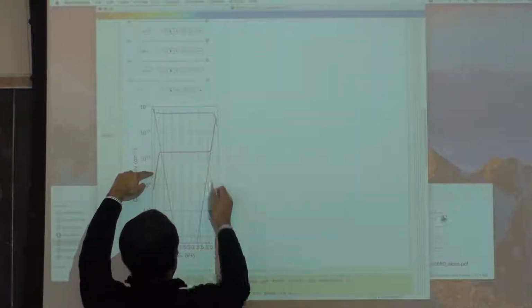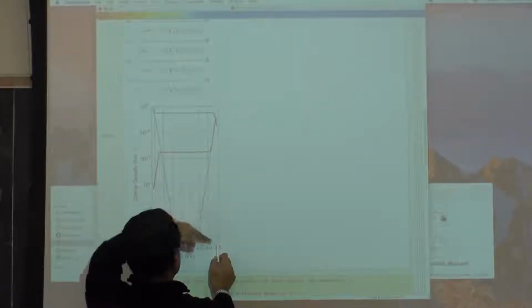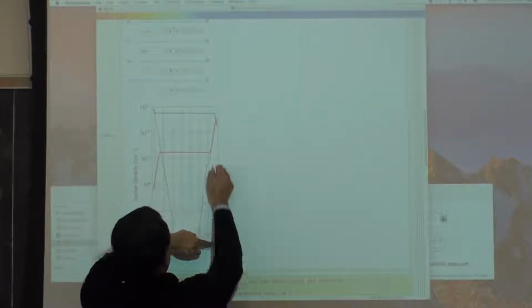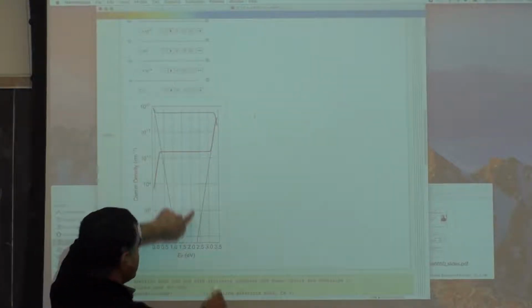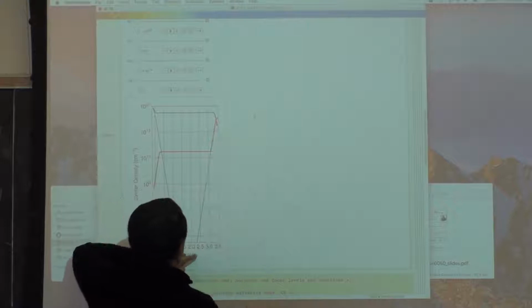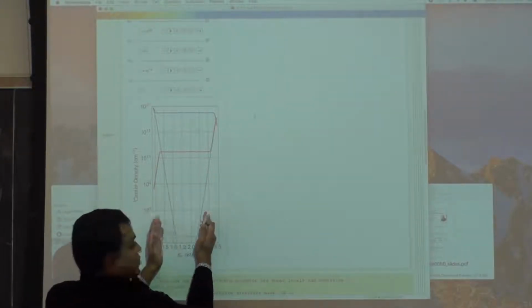About this much if the Fermi level was here. If the Fermi level was very close to the band edge in the conduction band, 3.4 eV, I would have roughly 10 to the power 19 or 10 to the power 20 carriers per centimeter cube. So that's my N. If my Fermi level was close to the conduction band, which is on this side, I have very few holes.